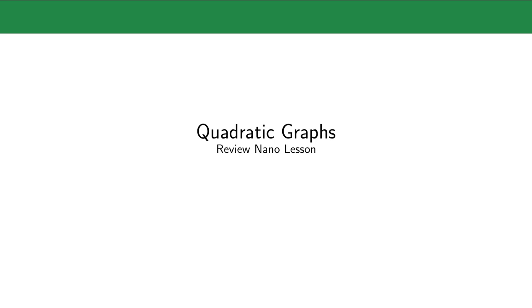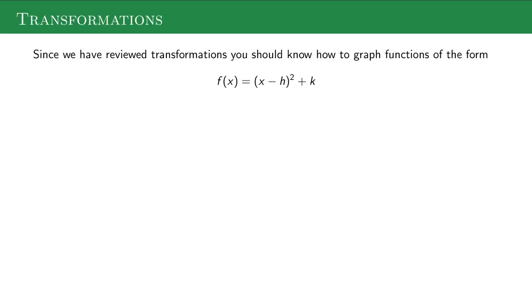So our final thing to review for graphing is quadratic graphs. These ones can get a little bit more complicated. The first thing is they can just be graphed with transformation. So if you have your function like this, minus h is going to move your graph left and right, and this plus k moves your graph up and down.